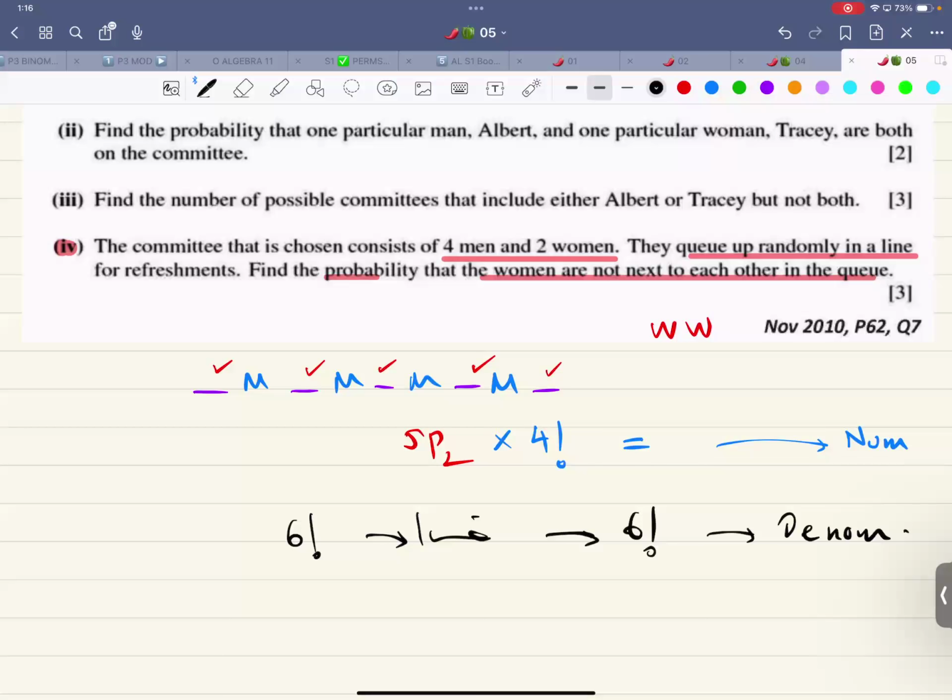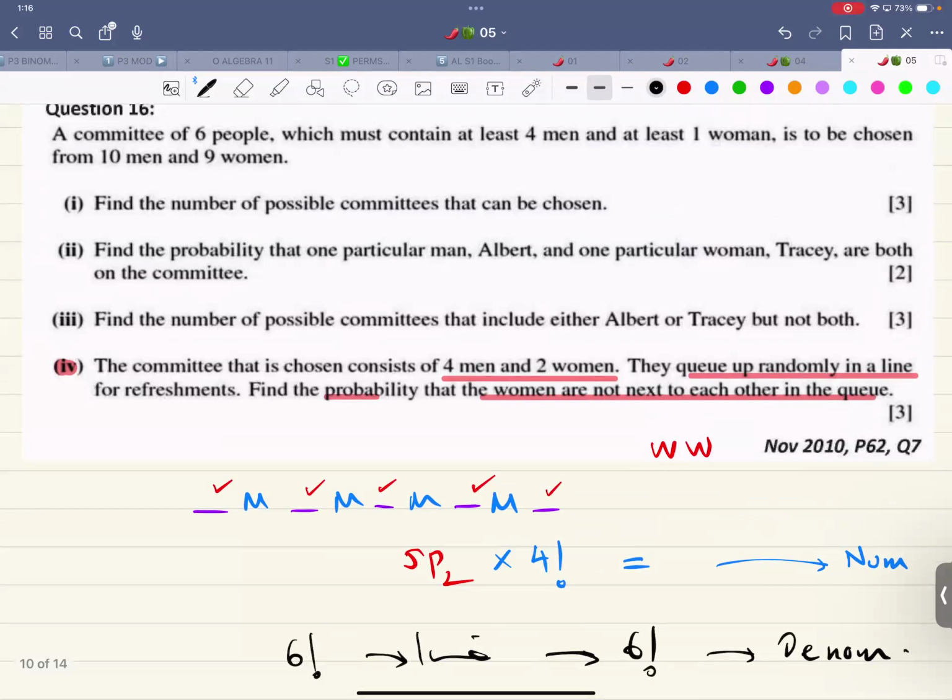Because this is not combination, this is permutation. They queue up randomly in a line. This is arrangement.